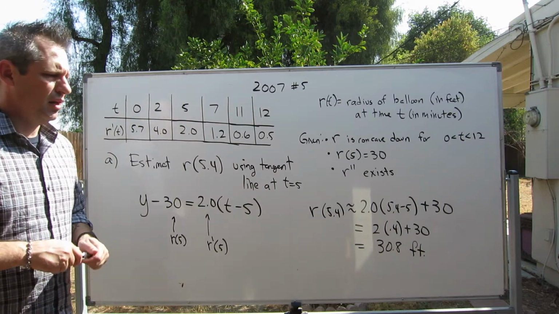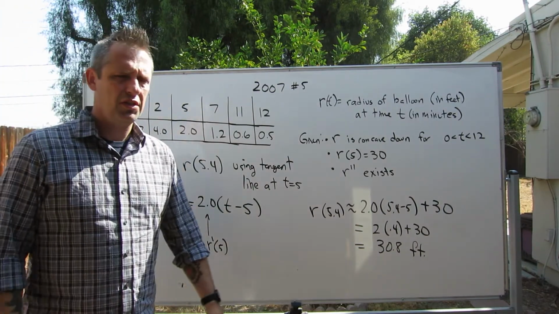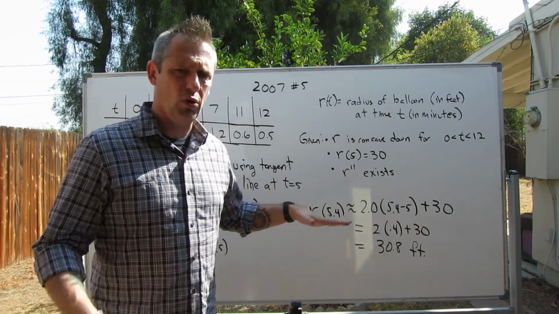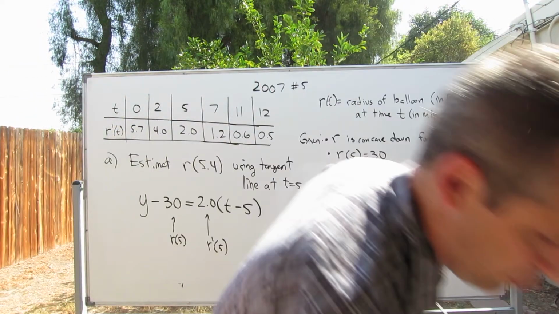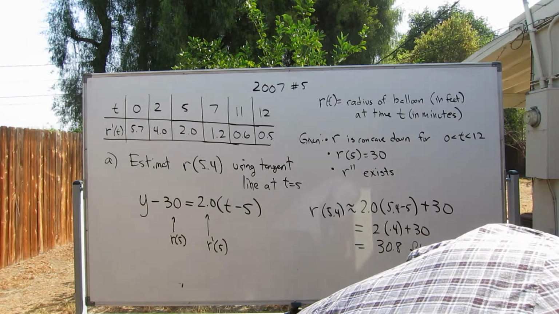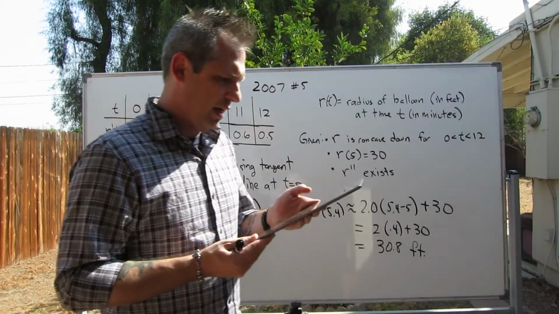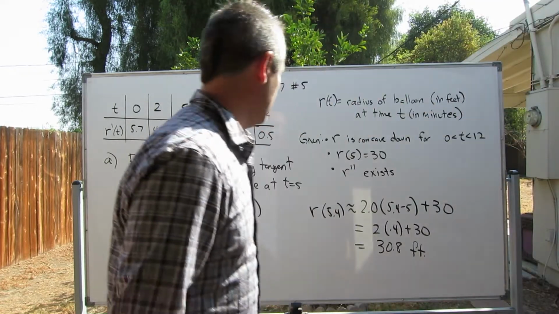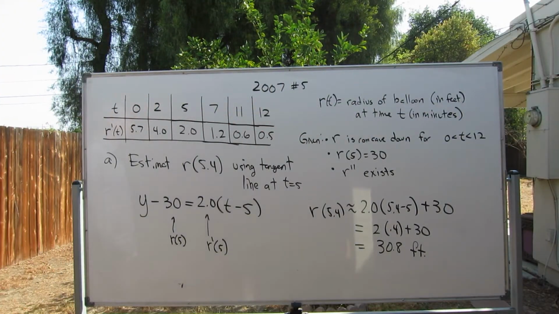30.8 feet. Now there is a follow-up question, which is this an overestimate of the actual value or an underestimate of the actual value? I believe that's the way it's worded. It says, is your estimate greater than or less than the actual value, and give your reason. So let's think about this.